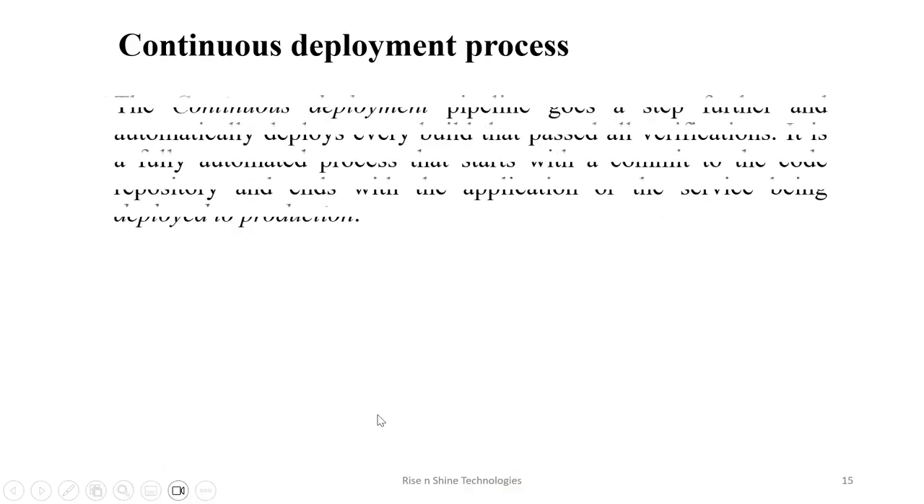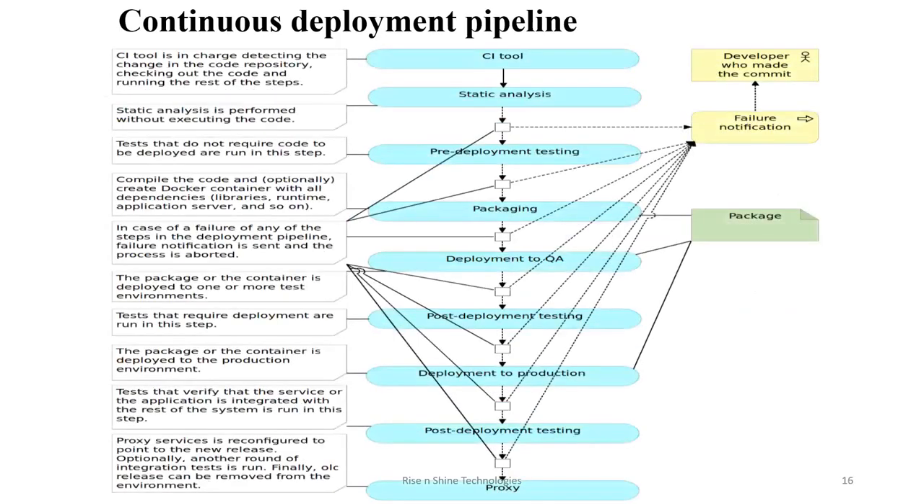Yeah, the continuous deployment process. If you try to understand the flow, this is the flow of execution. Static analysis, then pre-deployment, packaging, package upload to the repository, then download it and apply it to the QA environment, and run all the test cases which are planned here. If it is successful, then take the same artifact, apply it to the production servers, and run the post-deployment test cases in production. If all are okay, then fine. Otherwise, stop it and send the failure notification.